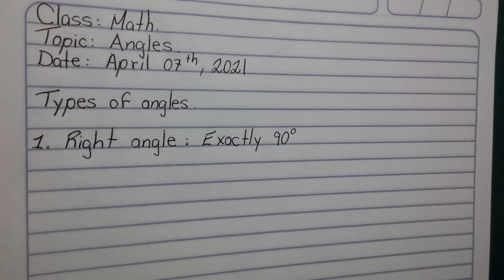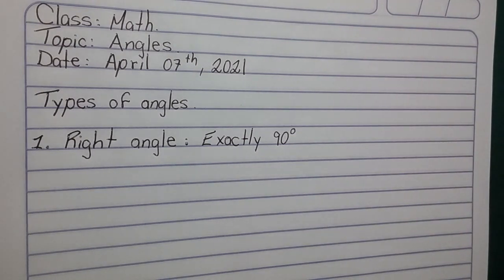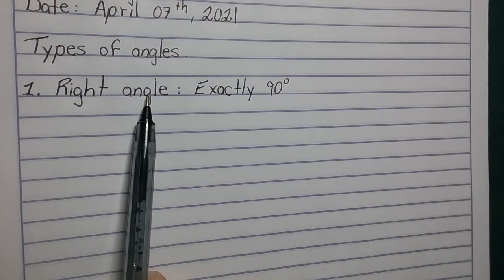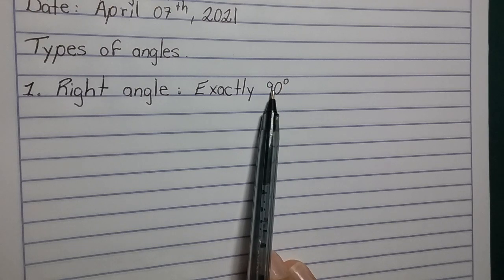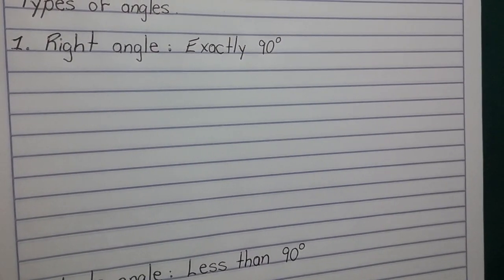Hello everyone, in this video we are going to review the types of angles. First, we are going to see the right angle. What is a right angle? It's an angle that has exactly 90 degrees. Let's draw a right angle.